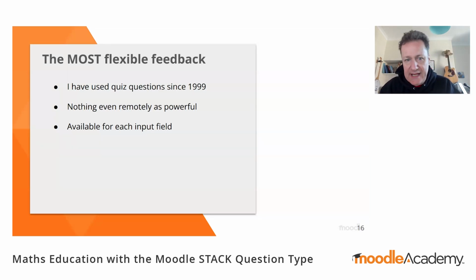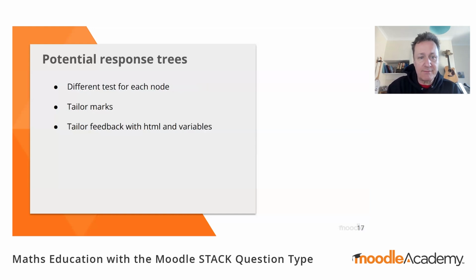Nothing is even remotely as powerful as the Stack ability to give what I call intelligent feedback. And I hesitate when I say intelligent feedback because there's a world full of artificial intelligence. In my view, it's a lot more predictable than anything that happens there. This is available for every input field, and each can have its own detailed feedback. And this is based on a concept. I should change the order of these slides, and you'll see why in a second. They have a thing they call PRTs, which is potential response trees, and you can have nodes with a different test. You can tailor the marks, and you can tailor the feedback. The next screen is going to illustrate this much better than that text there.